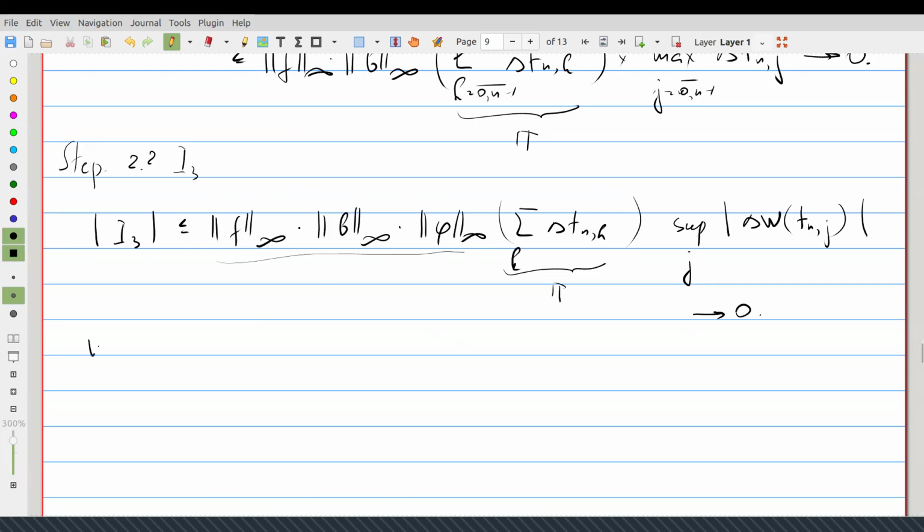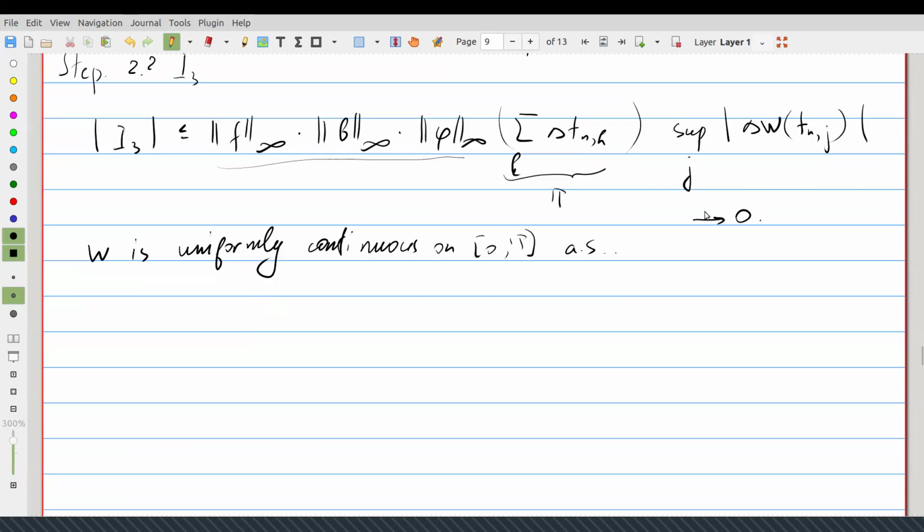Why? Because w is uniformly continuous on 0 to T, almost surely. It's a continuous function on a compact, so it's uniformly continuous. Such a supremum must go to 0, again, almost surely.